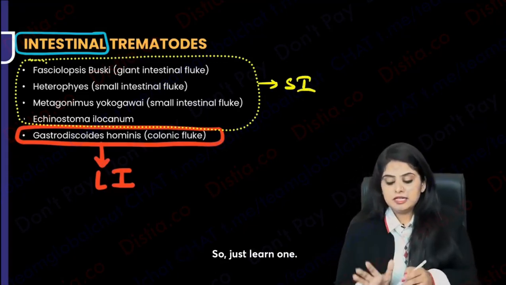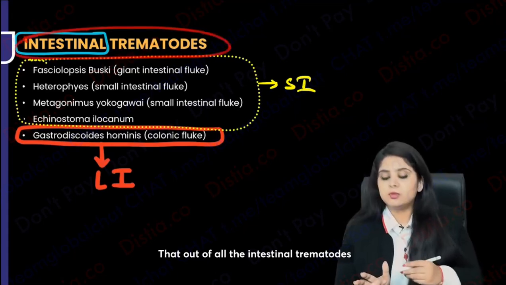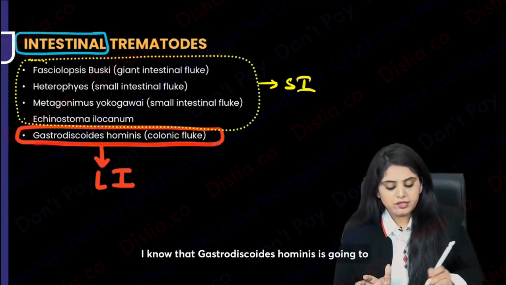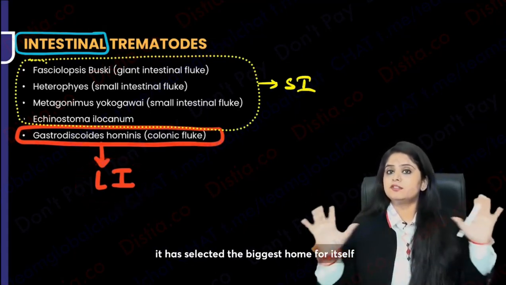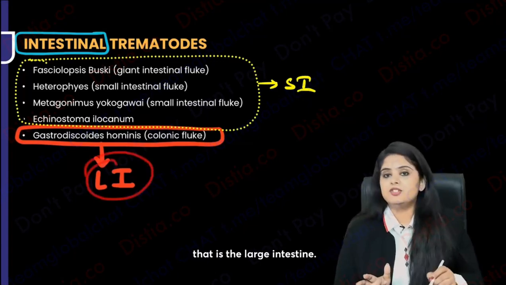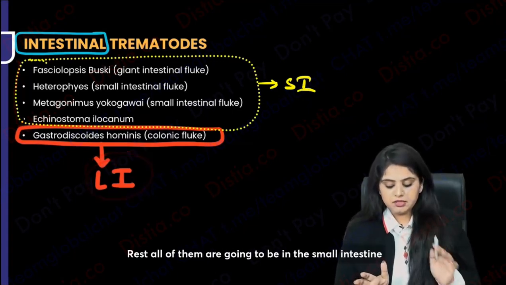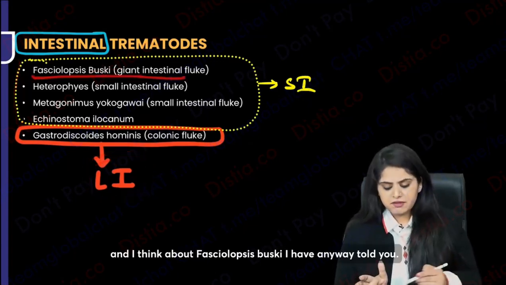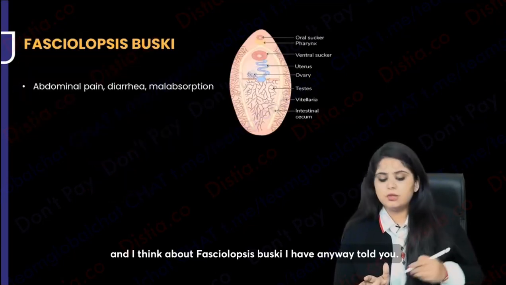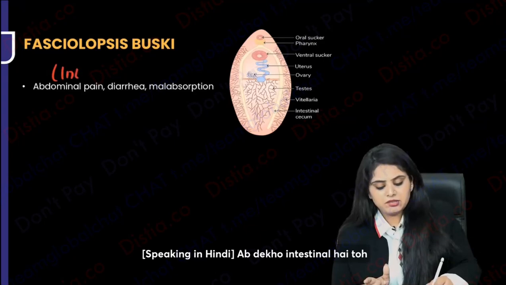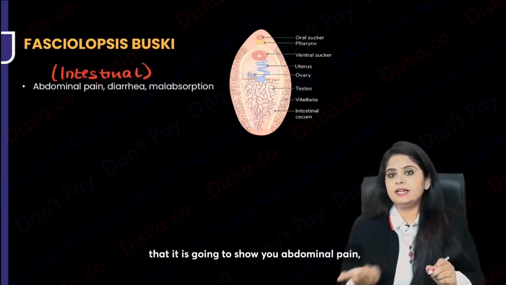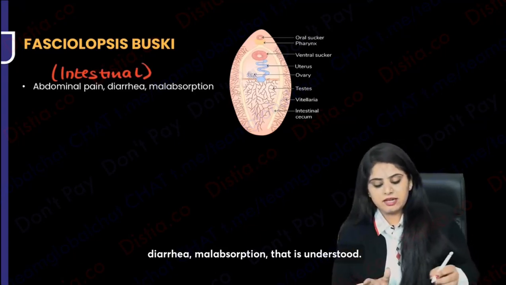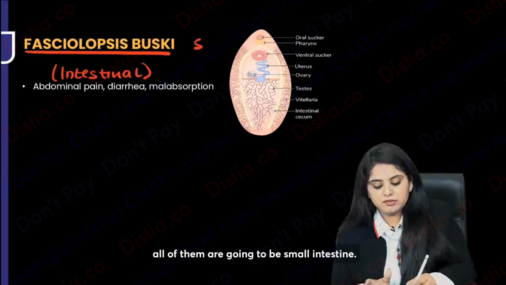Rest, all of these, whatever will be written in the exam, that is going to go towards small intestine. So just learn one, that out of all the intestinal trematodes, I know that Gastrodiscoides hominis is going to take home in the biggest home. It has selected the biggest home for itself, that is the large intestine. Rest all of them are going to be in the small intestine. And about Fasciolopsis buski, I have anyway told you. Now look, it is intestinal, so this is common sense only, that it is going to show you abdominal pain, diarrhea, malabsorption. That is understood. And I have already told you all of them are going to be small intestine.